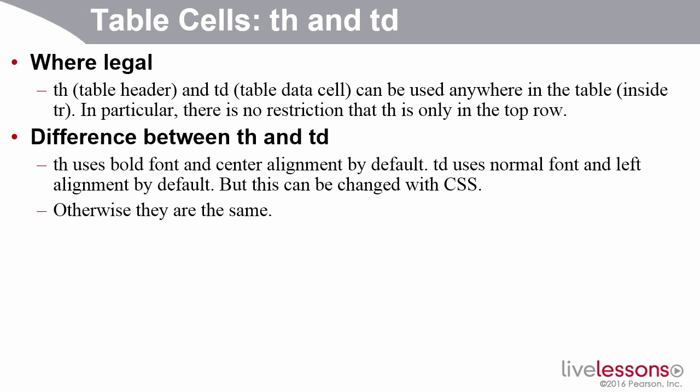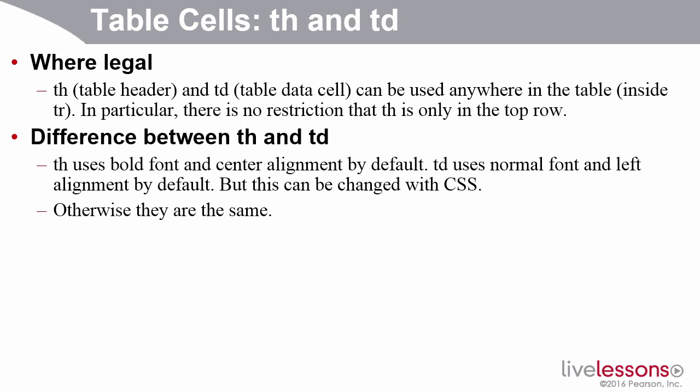Really, the only difference is the default visual appearance. By default, in other words, if you don't override it with your own CSS file, TH uses bold text and centers the information. TD uses whatever text you were using already, and it left aligns the information. You can change this with CSS, but other than that, TH and TD are drawn the same way and are used the same way. So the real difference is not in the visual appearance, because you can override that with CSS. The real difference is in the kind of underlying semantic meaning.